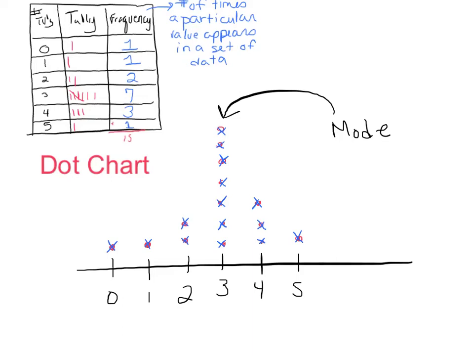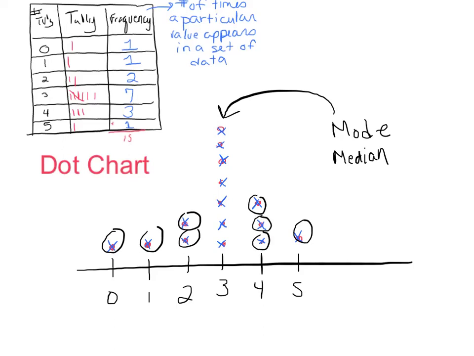To find our median, things become a little bit more challenging, because in a sense I would have to say, okay, I'll ignore this one and this one, this one and this one, this one and this one, this one and this one. Well, in this case, my median would also be 3.